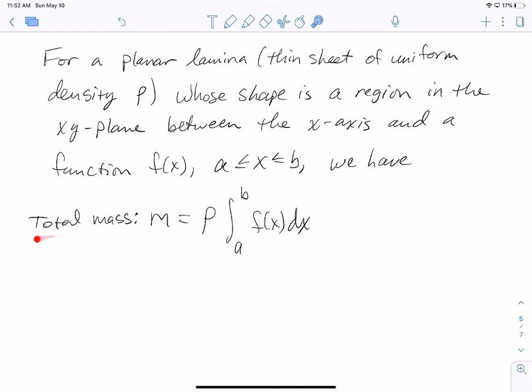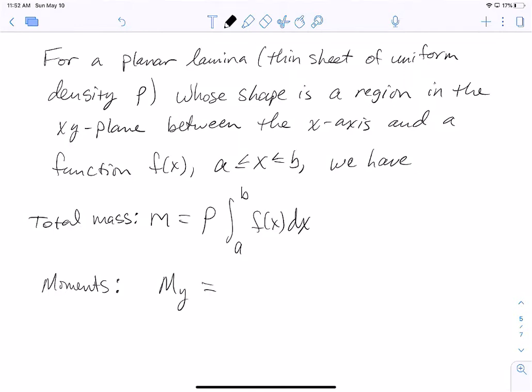And we'll refer to that as the total mass, even though we're not talking about a volume. Of course, this is a theoretical construct, but it's density times area, and so that result is going to give us mass. We can also consider moments.